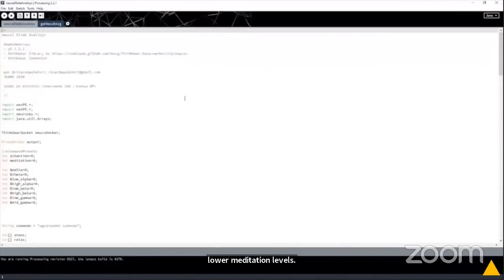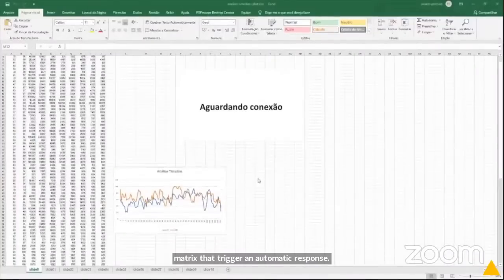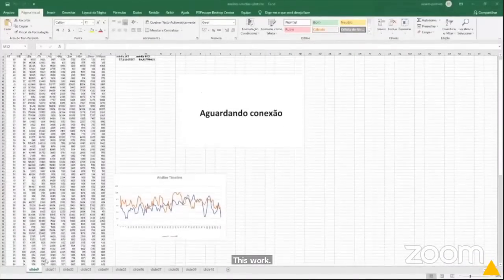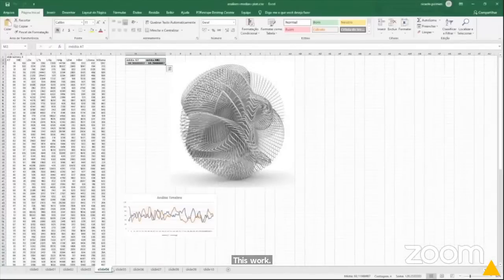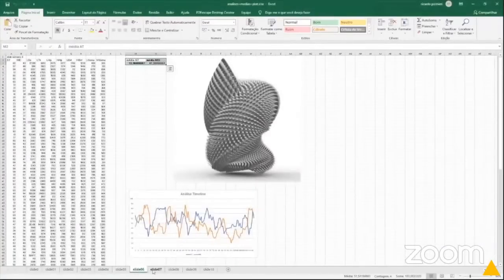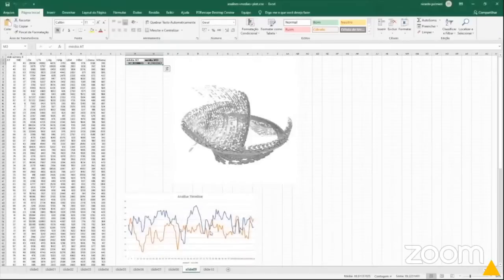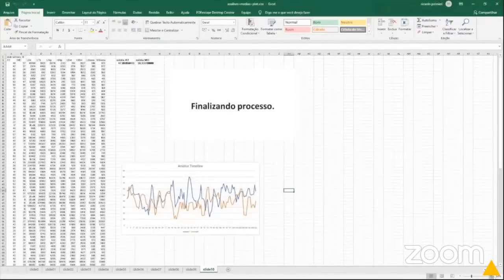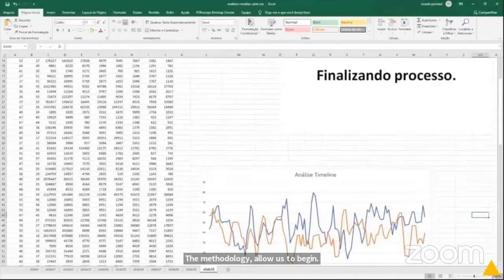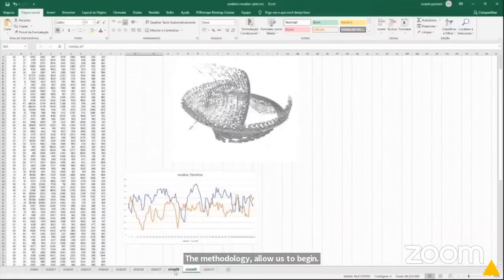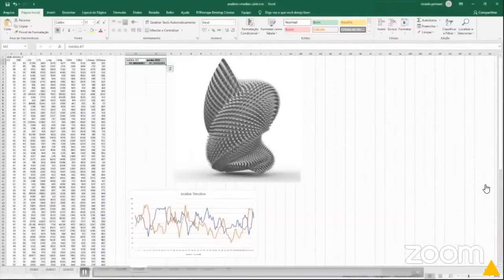The combination of a biosensor and a customized interface for facial microexpression analysis allowed us to understand biological feedback and to synthesize geometries that trigger an automatic response. This work demonstrates how designers in the age of artificial intelligence may use science to design spaces, developing humanistic traits and abilities to enhance the built environment. The methodology allows us to begin forecasting how design could respond to human interactions. Continued research will grow our analysis.